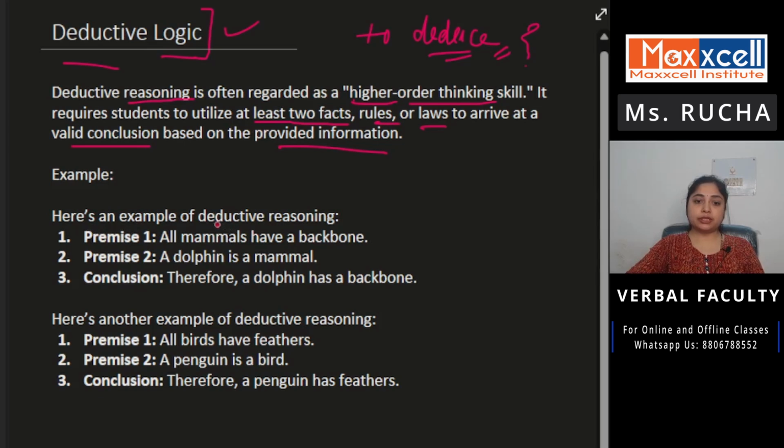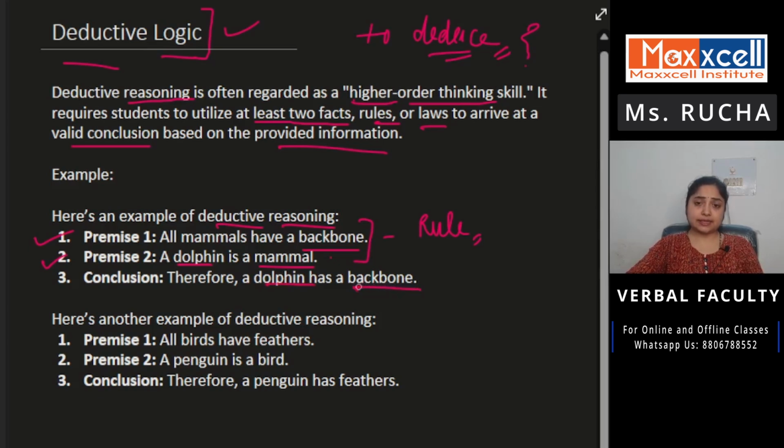Now, this is an example for deductive reasoning. This is the first premise. What does the first premise say? All mammals have a backbone. Now, this becomes a rule statement for us, that all mammals have a backbone, right? Without any exceptions. The next premise that we are coming up with is a dolphin is a mammal. What is given over here? Dolphin is a mammal. So what is the logical conclusion for that? If all mammals have a backbone and a dolphin is a mammal, automatically, because of these two premises, we can safely say that a dolphin also has a backbone, right?